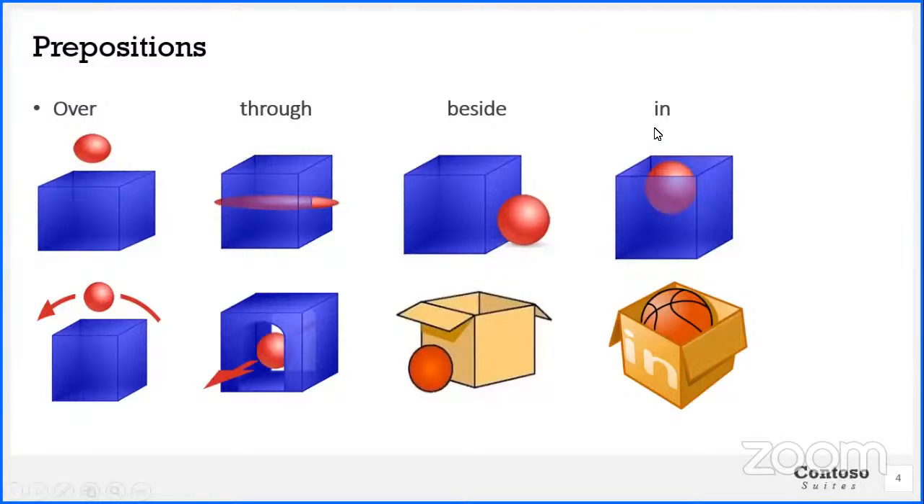And the last one, in, that means inside, right? The ball is in the box. There are two pictures. It clearly indicates the position where the things are, right? Every preposition here indicates the position. So look at these 4 pictures again. The first one, over. Second one, through. Next one, beside. And last one, in.